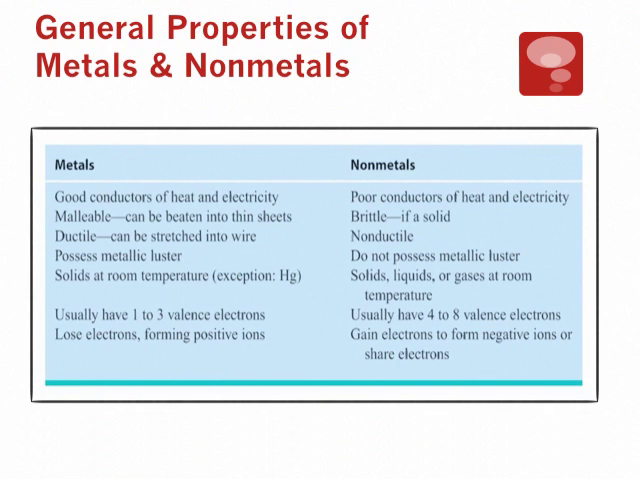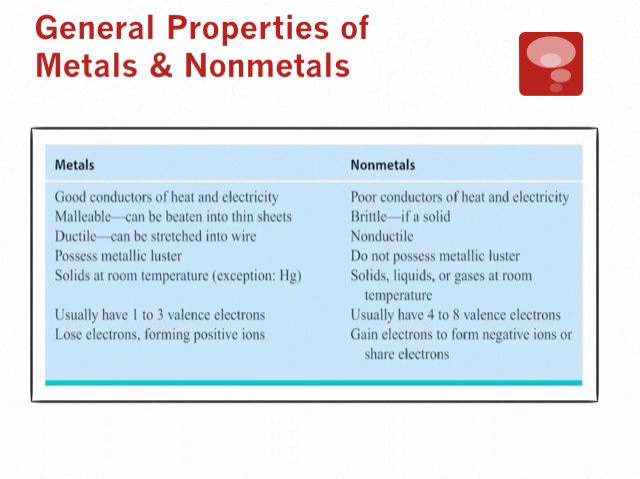Some properties of metals that we are familiar with are that metals are good conductors of heat and electricity, whereas nonmetals are poor conductors, or pretty good insulators. Metals are ductile, meaning they can be stretched into wires, whereas nonmetals are not. They're usually quite brittle.